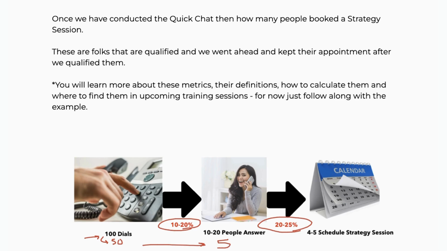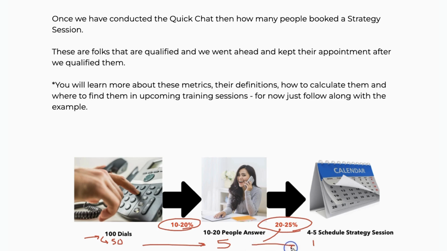Then out of those 5 people, we're going to now take a look and we're going to go, okay, what is 20% of those 5 people? So out of the 5 people that picked up, let's take a look. 0.2 of that is 1. All right. And so what we end up with is 1 strategy session scheduled.